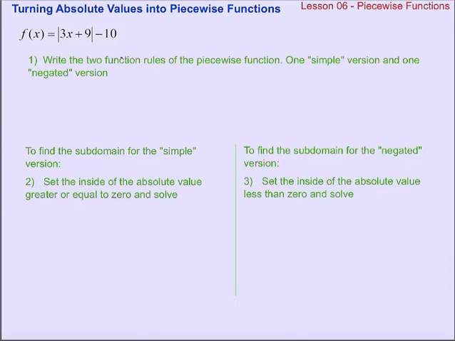So the first thing we're going to remember is that the idea of an absolute value function is that sometimes the absolute value function is just what it looks like without the absolute value bars. I call that the simple version. This is not at all a technical term, but it's just what I call it. But sometimes when the thing inside the absolute value is negative, then when we take it out of the absolute value, it becomes positive. It becomes its own opposite.